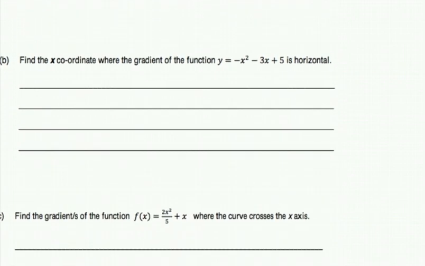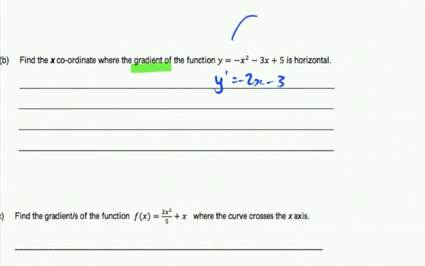The next one, we see here we've got a word that says gradient. Gradient means you're going to have to differentiate. So I'm going to do that first, even before I read the rest of the question. So y dash equals negative 2x minus 3. Find the x-coordinate where the gradient of the function is horizontal.